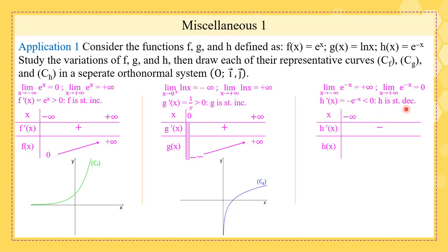This would be the table. The domain is from negative infinity to positive infinity. This is a decreasing function. It decreases from positive infinity to 0. The limit at negative infinity is positive infinity, it's here, and the limit at positive infinity is 0, and it's somewhere here. Well, this would be the curve. We can also see that the curve of h and the curve of f are also symmetric. In fact, they are symmetric with respect to the y-axis.